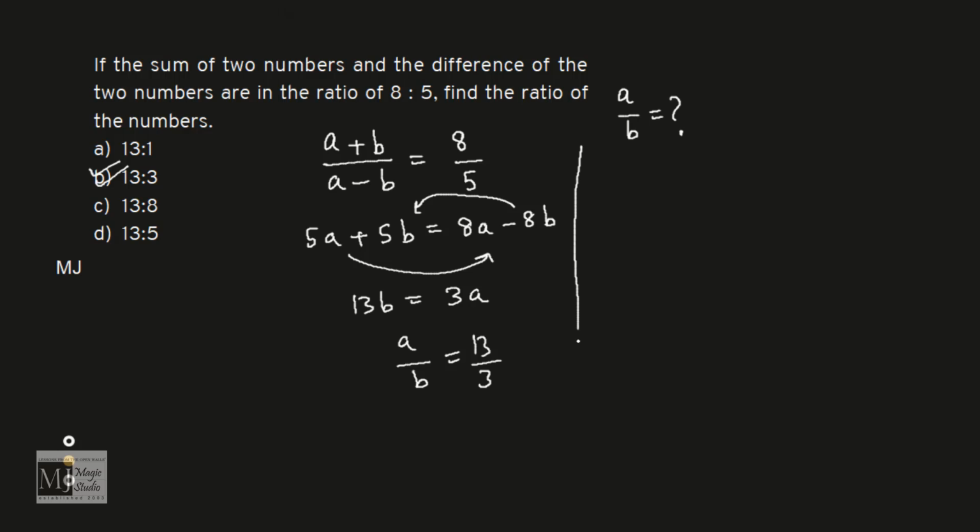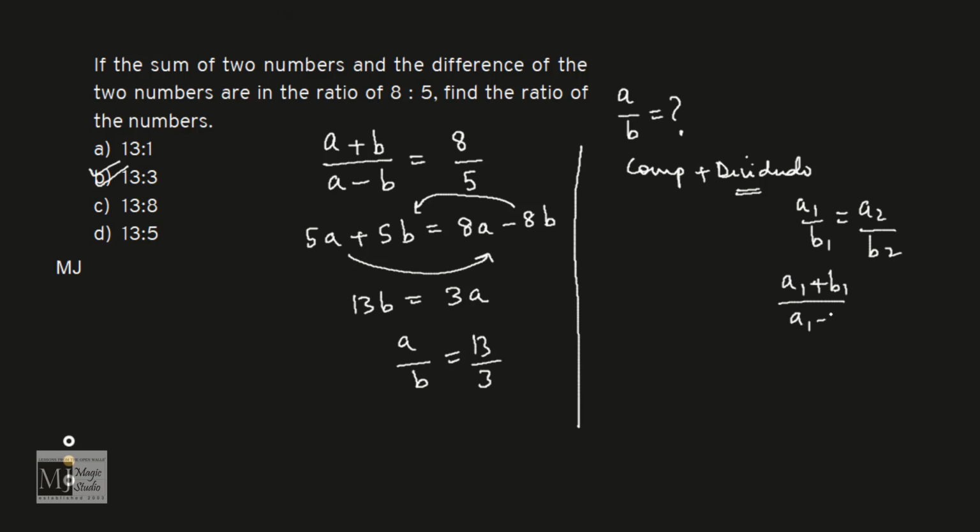Or simply, yes, you got it correct, use the concept of componendo and dividendo and get it in one single step, isn't it? We know what is componendo dividendo. If a1 by b1 is equal to a2 by b2, we can say (a1 plus b1) upon (a1 minus b1) equals (a2 plus b2) upon (a2 minus b2), or the other way around also.